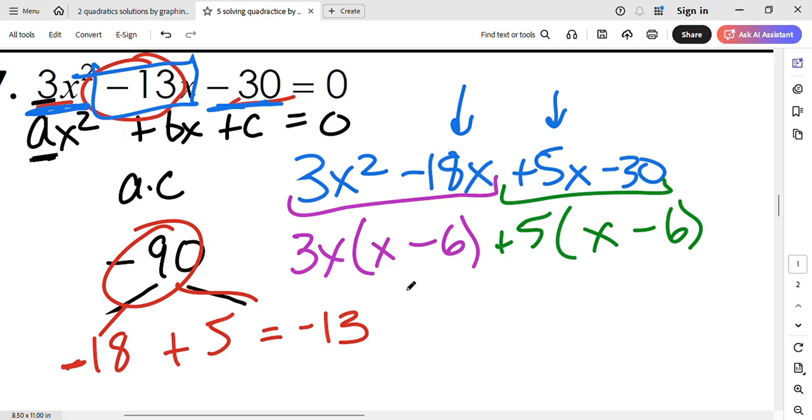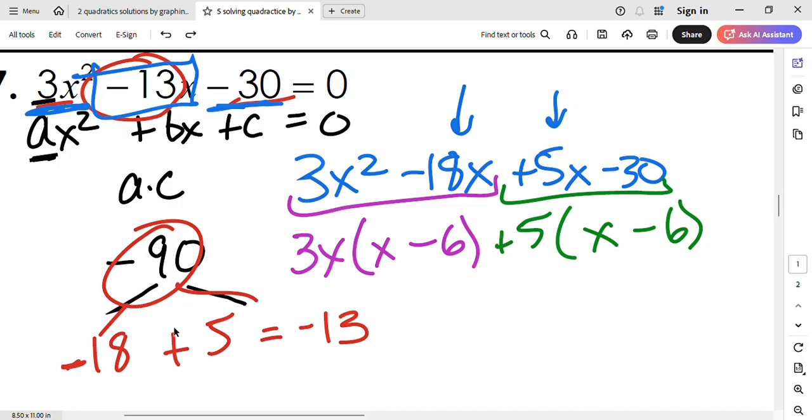X minus 6. What do you know? The x minus 6, same. That's crazy, right? No, it's not crazy. That should always happen with AC factoring. The same thing inside, underlined in red. Same thing here and here. That should always happen. Otherwise, you did it wrong.